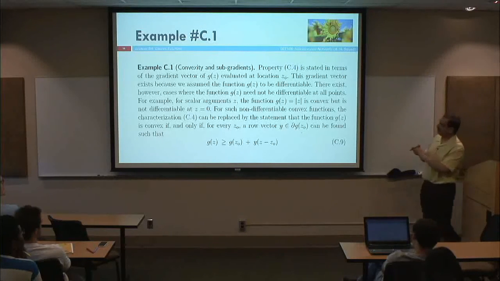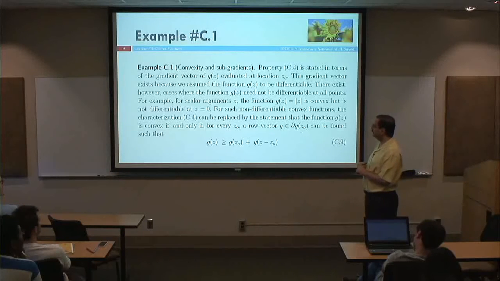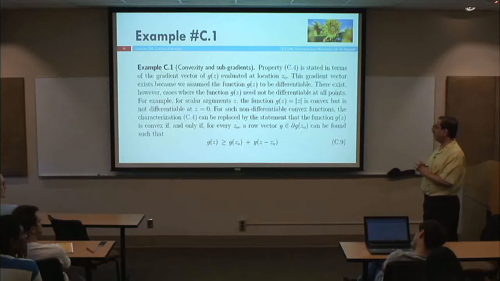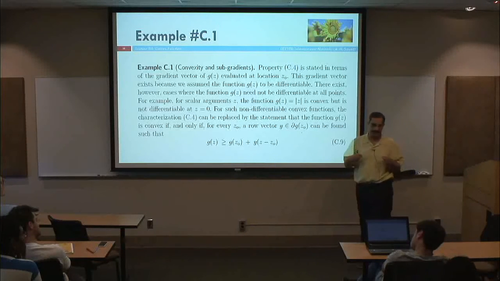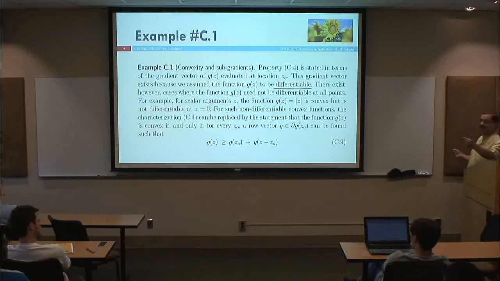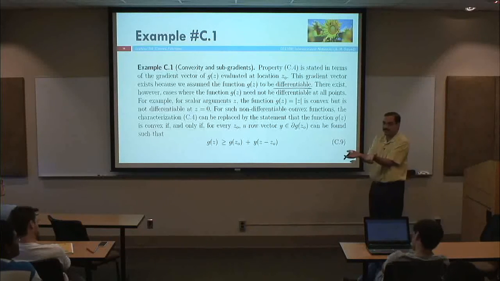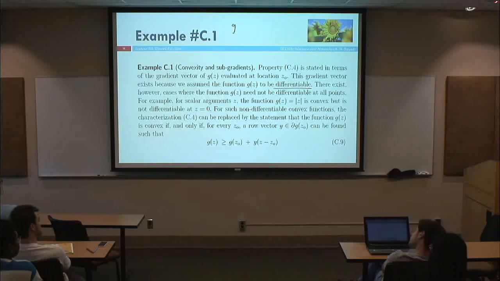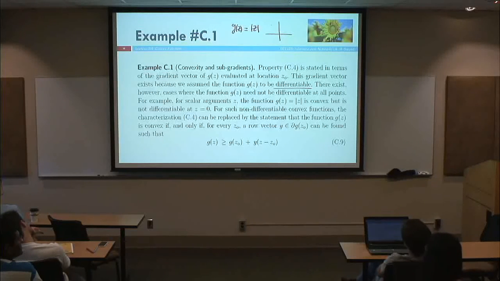Now, so far, and most of the time in this course, even though many of these results can be extended to this case, I will be assuming that the cost function that we are interested in is differentiable. But there are situations where the cost function may be not differentiable at some points. For example, let's assume z is a scalar, and let's take the function g of z equals the absolute value of z, right? So this particular function is not differentiable at 0.